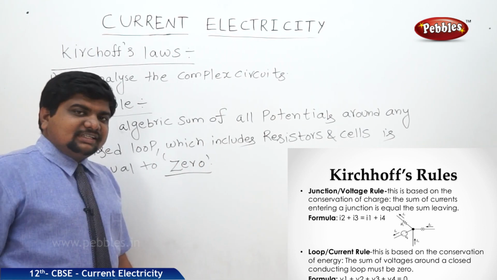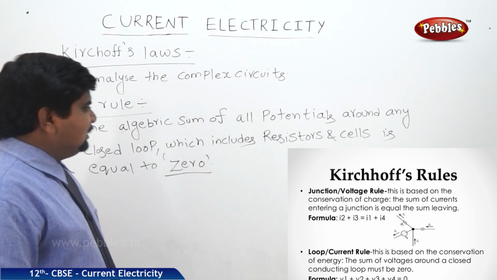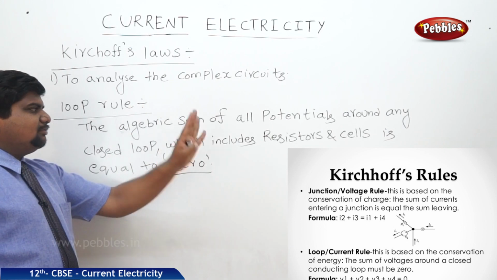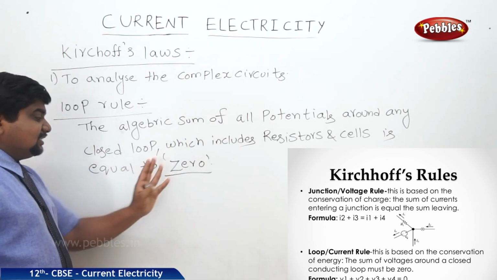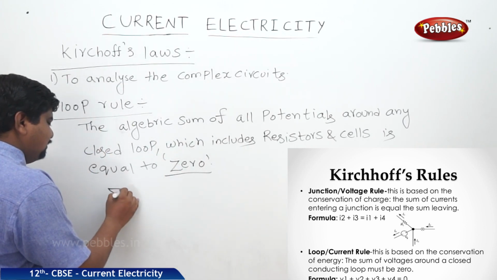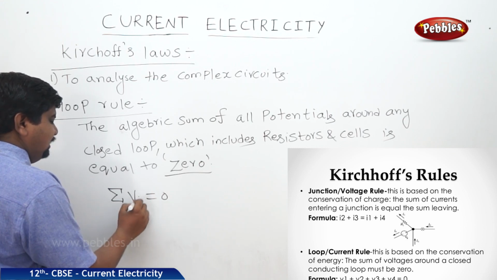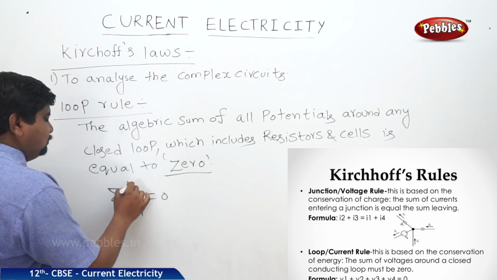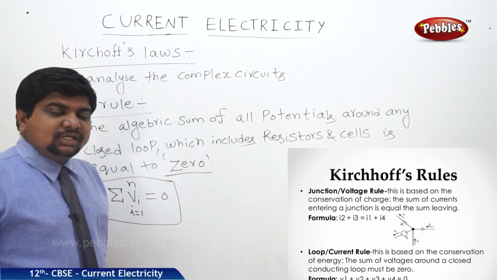The construction of resistors and cells we are making as a loop, or we are simplifying to a loop structure, and the algebraic sum of all potentials around any closed loop which includes resistors and cells is equal to 0. That means we can say the summation, sigma Vi, for i equal to 1 to n, is equal to 0. This is the expression for the loop rule.